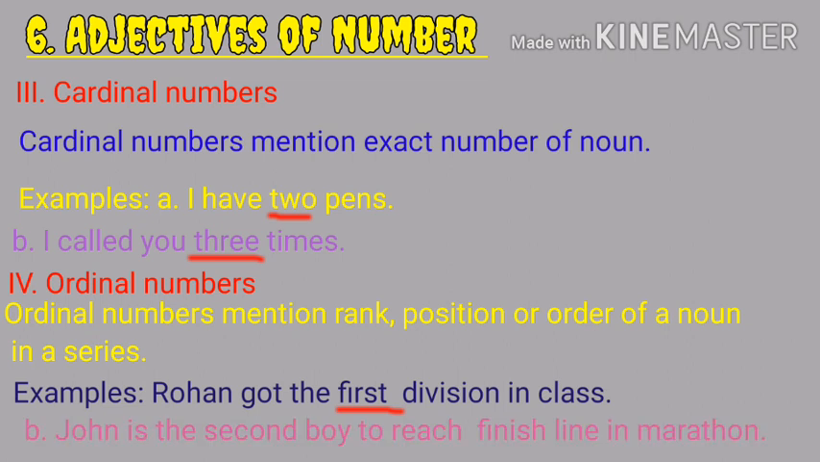Let us take one more example. John is the second boy to reach the finish line in marathon. Here in this sentence, the word second is an ordinal number because it mentions the position second.